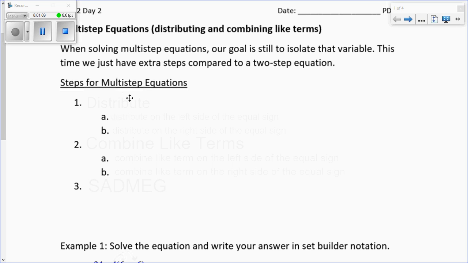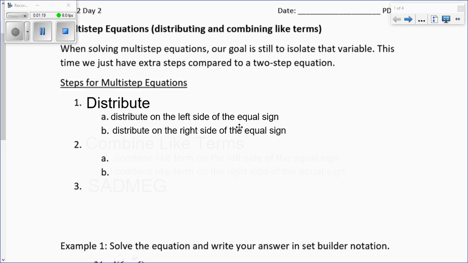First, you want to distribute. And there's two parts to it. You need to distribute anything that you need to deal with on the left side of the equal sign. And then if there's more distribution on the other side of the equal sign, you take care of them separately. So you just do one side at a time. Nothing is going to be crossed over or moved from one side of the equal sign to the other. It's almost like cover up one half of the equation with your hand, and you just simplify that side, and then remove your hand, cover up the other side, and then simplify that side, kind of.